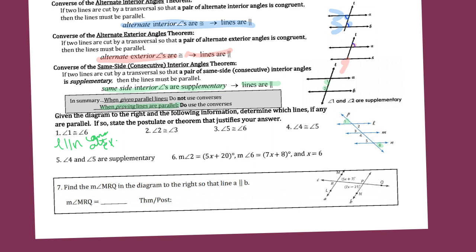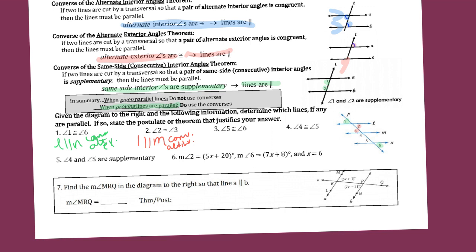Okay, the next one, 2 and 3. If they give you 2 and 3 being congruent, let's check it out. If 2 and 3 are congruent, does that show that there are two lines that are parallel? Well, yeah, L and M. That means that L and M would be parallel. Why? The converse of the alternate interior. If those two angles are congruent, then those two lines have to be parallel.